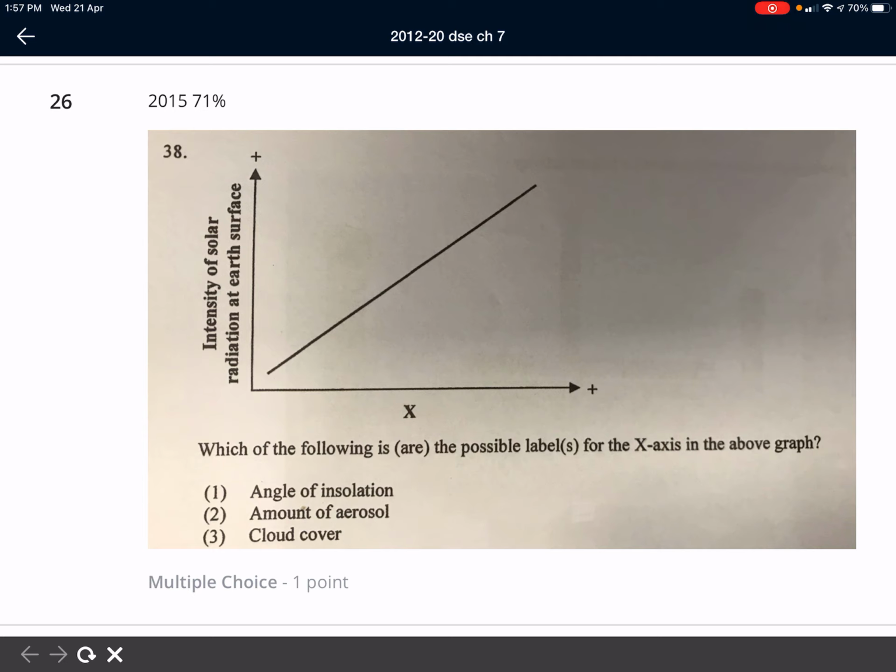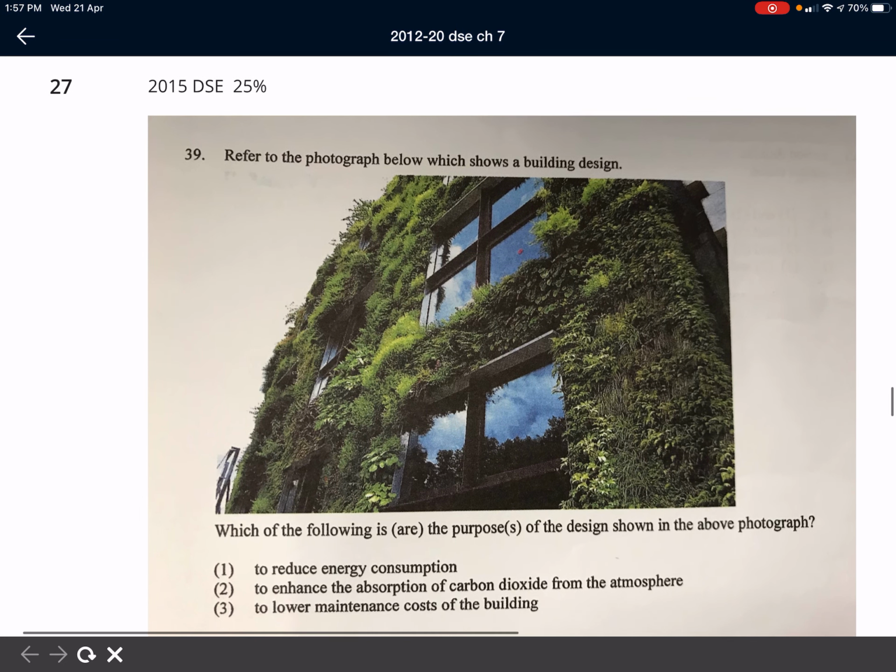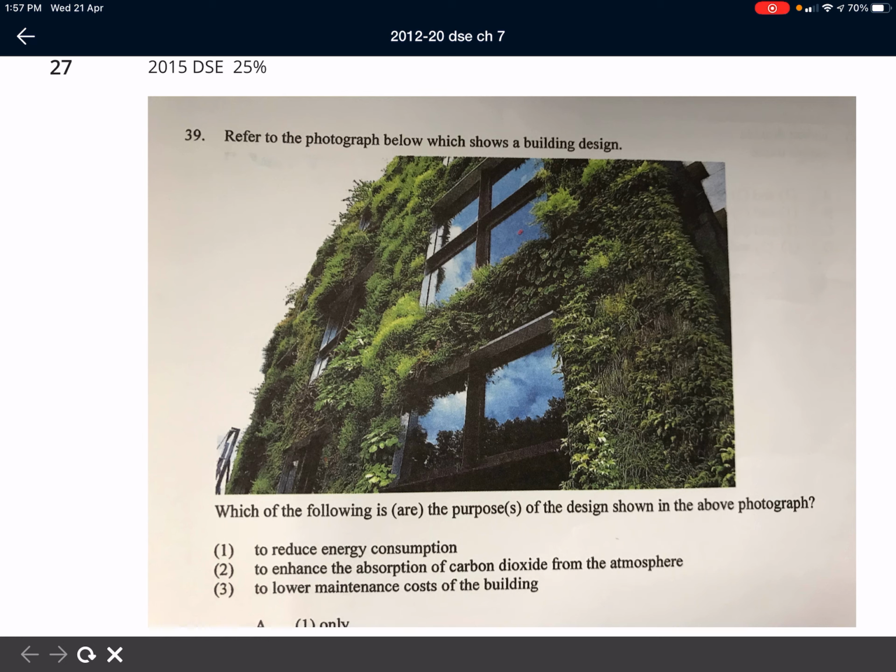How about number 2? Number 2 is talking about aerosol. What is aerosol? 中文叫氣溶膠. It is talking about the suspended particulates in the atmosphere. If we have more aerosol, we have more blockage and more condensation in the air, so number 2 is not correct. The cloud cover also works the same way. If we have more cloud cover, then the solar radiation will not be strong. So A, 1 only.